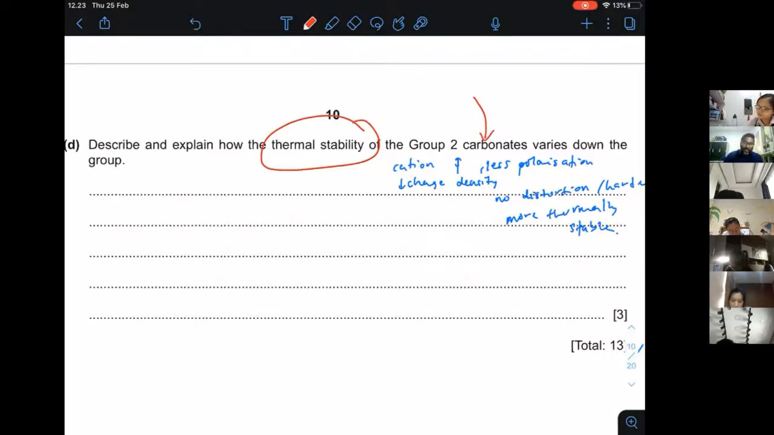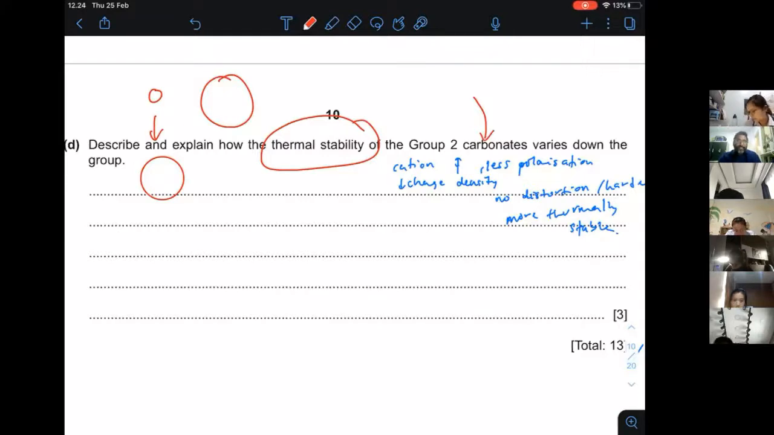Group 2 carbonates have very large anions, and then we have group 2 ions. When they go down the group, the ions get bigger and bigger. So we need to talk about the cationic radius. As you go down, the ionic radius of the cation increases. When it increases, the charge density is lower. When it is lower, it does not have enough polarizing ability, or less polarization as you go down the group.